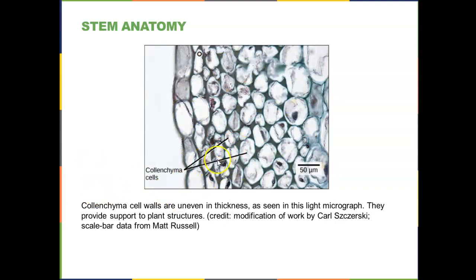All right, so here we're taking a more magnified view of some cortex of a stem, and here is some collenchymal tissue. And notice the thick cell walls, very thick cell walls.